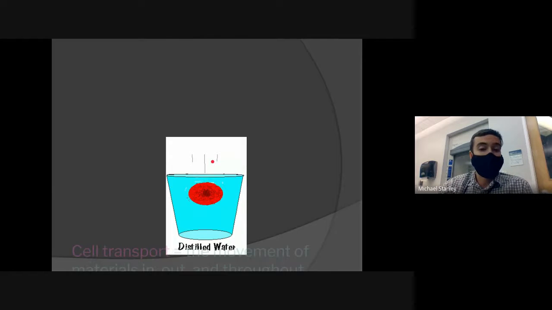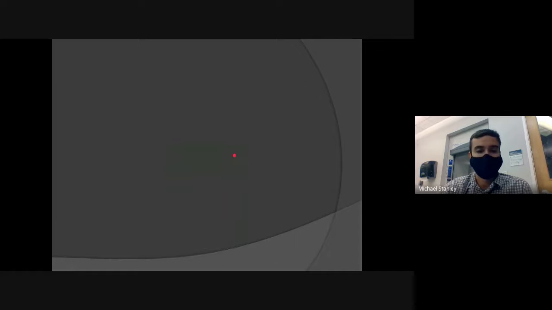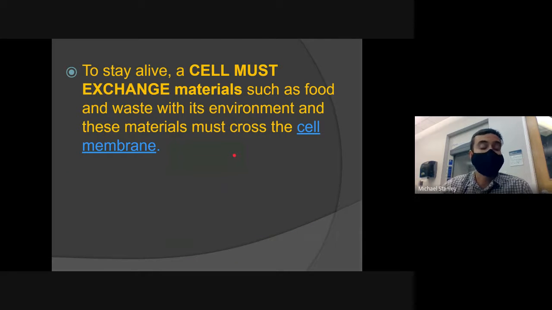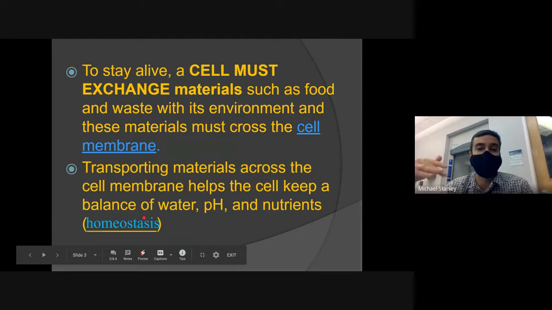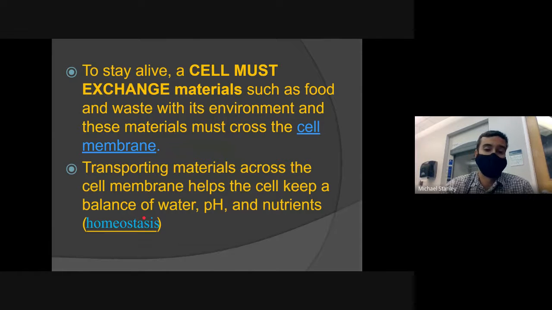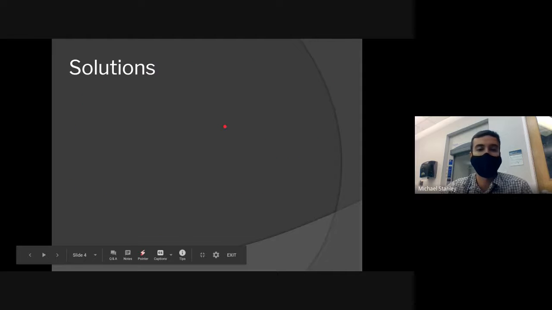So today we were talking about cell transport, how cells move things in and out of the cell across their membrane. All cells have a membrane, and stuff has to go across it in order for the cell to stay alive, right? We need food and water to go in, and we need waste to go out. That is what helps the cell stay at homeostasis, basically stay at a healthy level of functioning. It keeps all of its nutrients and pH and water balanced by moving stuff in and out of the cell across the membrane.